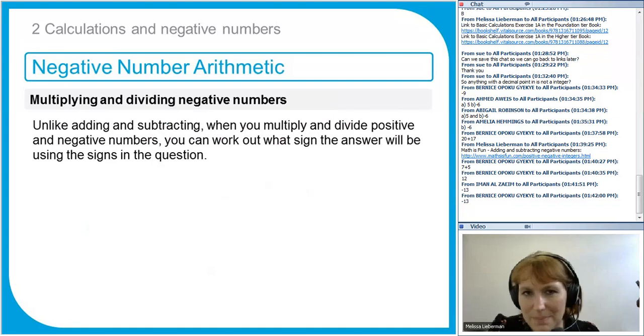Now, people get mixed up with this sometimes. When you add and subtract negative and positive numbers, you don't know what sign the answer is going to be. You can't tell by looking at the numbers because it depends on the starting point, depends how much is added, depends how much is subtracted.